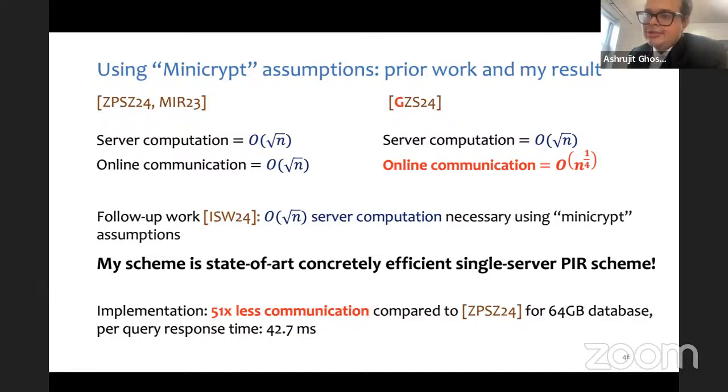Then it stores some hints, which again take storage of order O of square root n. And then online communication in our case is n per query, but the client computation and the server computation would be square root of n. Okay.